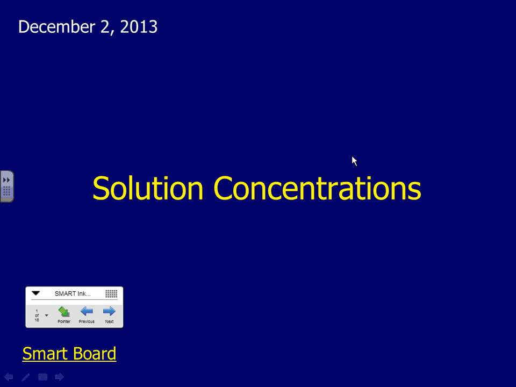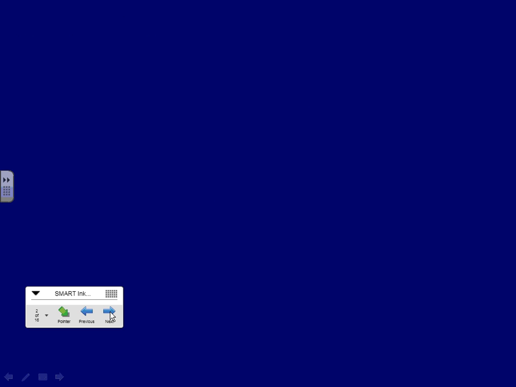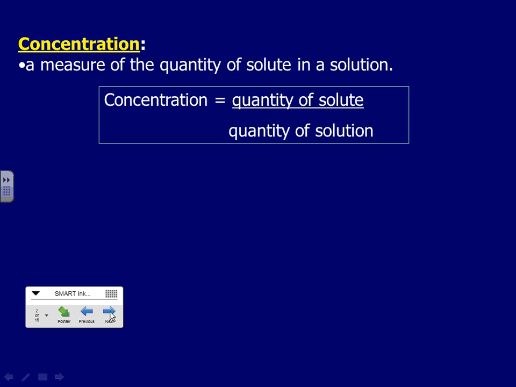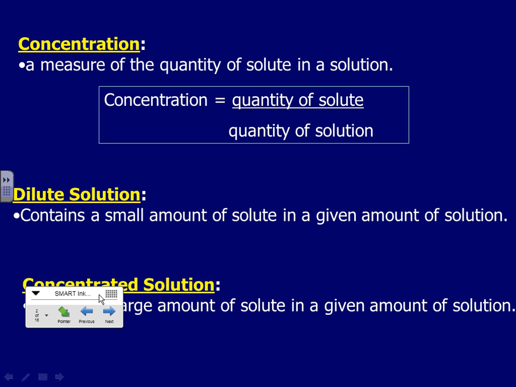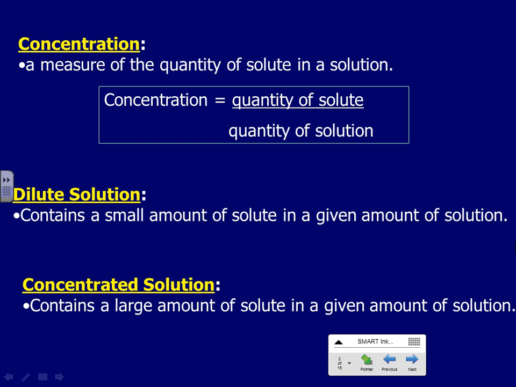So the first one I want to show you is something called percent concentration. And then at the very end, I'm going to talk about something called parts per, an example of which is parts per million or parts per billion. You've probably heard those terms before. I'm just going to be defining them for you.